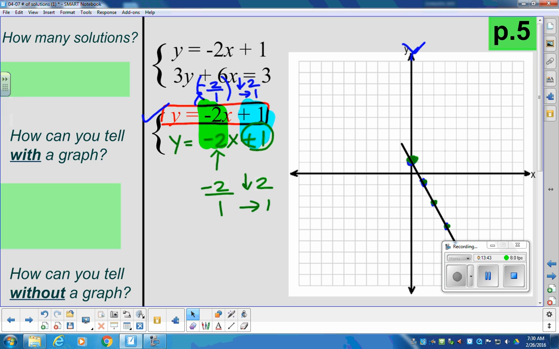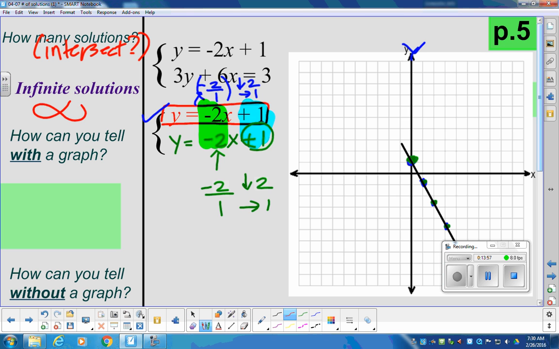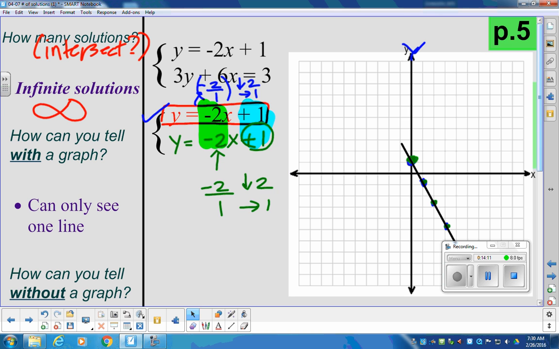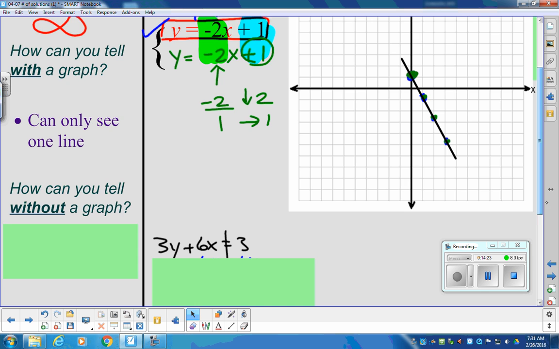So the question is how many solutions, which means how many times do they intersect? How many times do these two lines intersect? Everywhere. Those two lines intersect everywhere. So we would say that they have infinite solutions. And if you want to go ahead and use this symbol, you can. It's infinite solutions because they intersect every single spot. Those two equations do. So how can you tell on the graph? You can tell on the graph by just looking to see if it looks like just one line. If you look at my graph right now, it looks like I only plotted one line. But I really did plot both. I plotted both of those equations. So you'll only see one line when it's infinite.